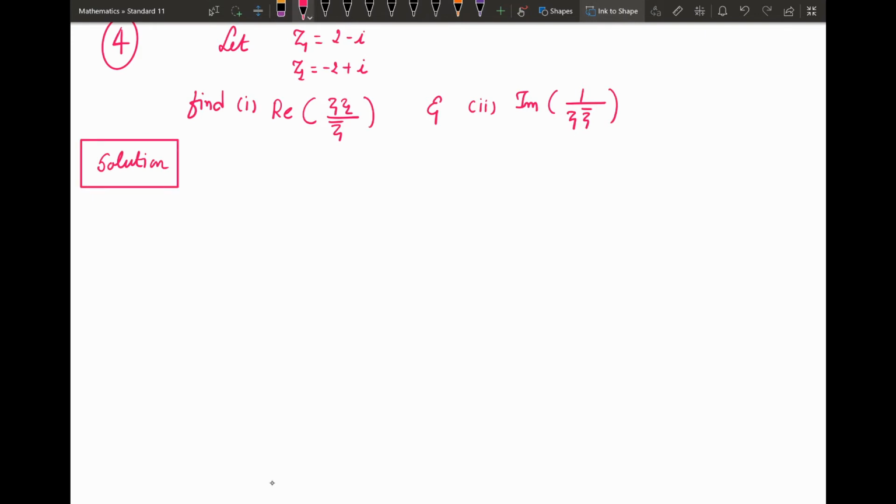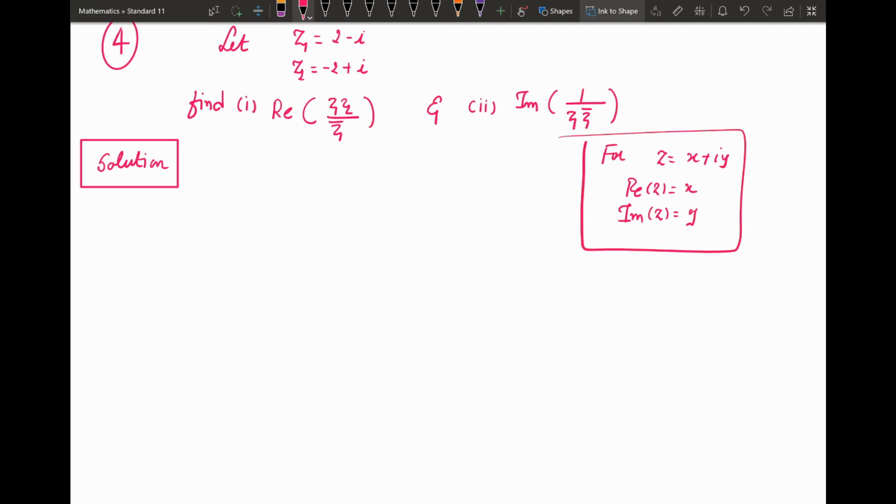For a complex number z equal to x plus iy, what is real part of z? That is x. And coefficient of i, it is imaginary part of z, that is y. So we will use these properties to find real and imaginary parts of z1 into z2 upon z1 bar and 1 upon z1 into z1 bar.